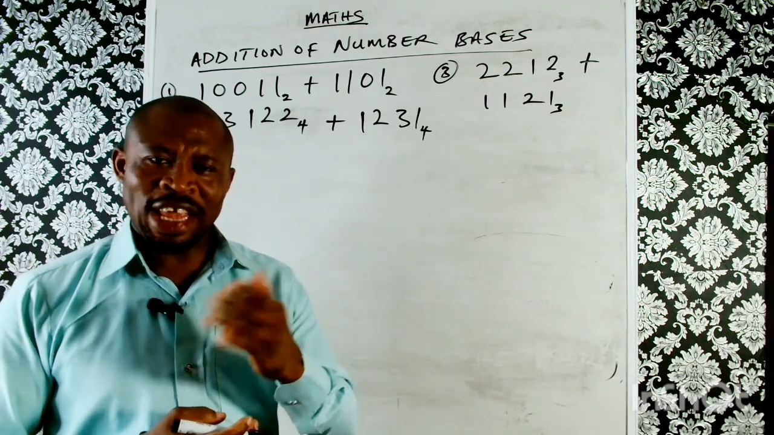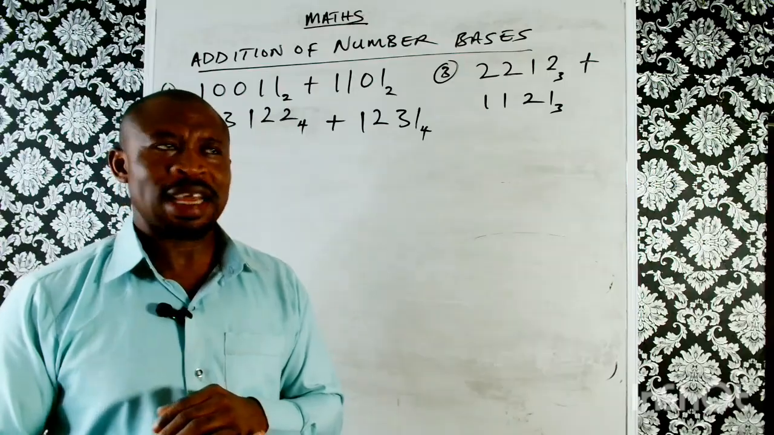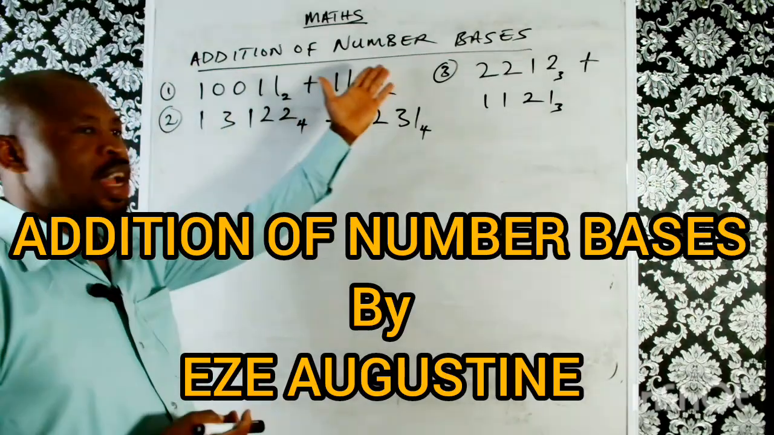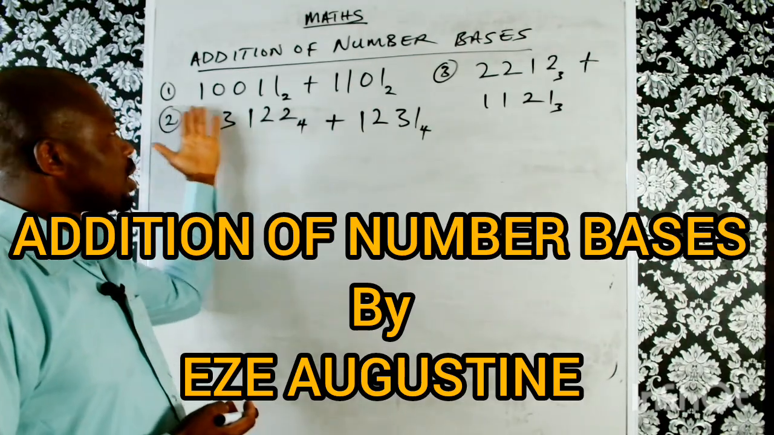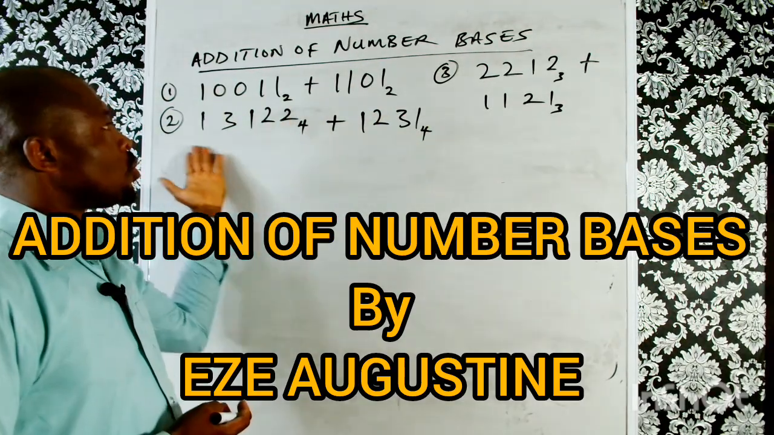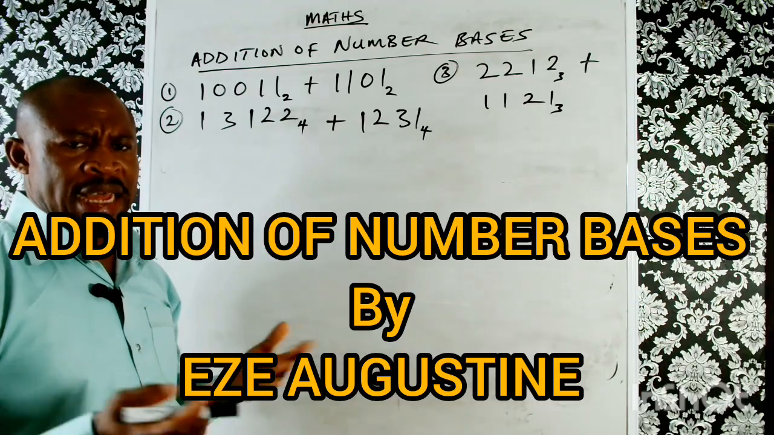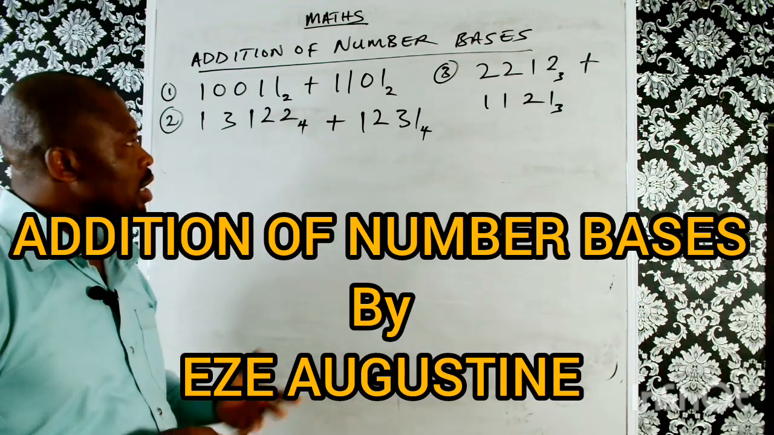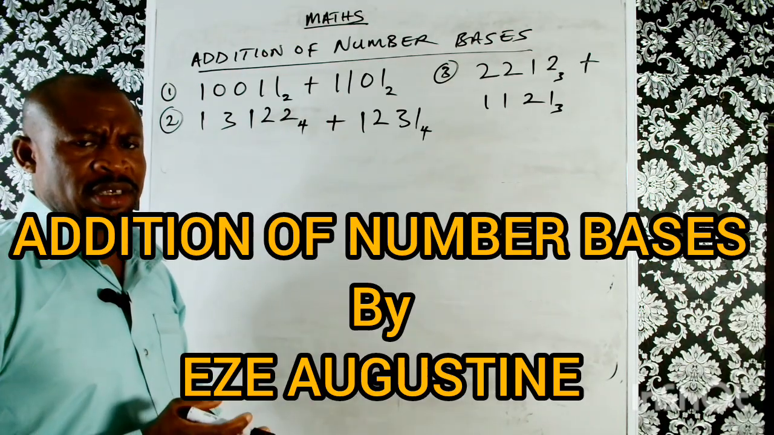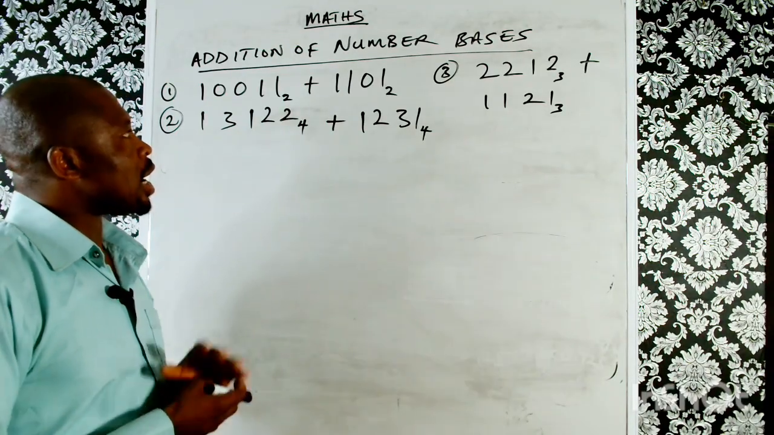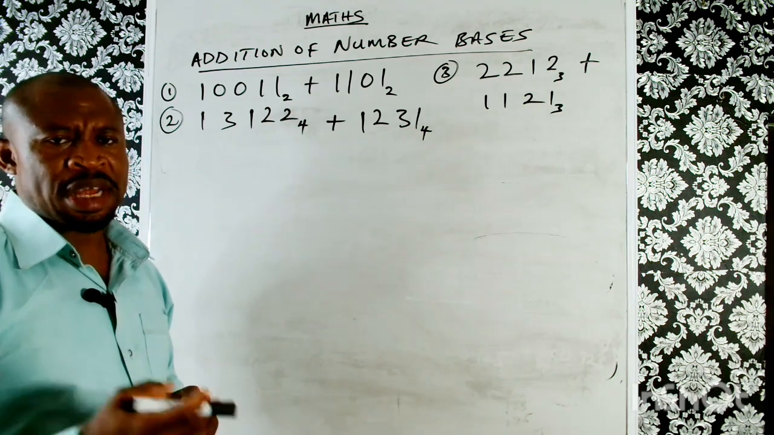Today, I want us to look at addition of number bases. We have these things on the board, number one, two, three. How we can add binary numbers. How we can add different numbers in different bases to base 10. How do we do them?